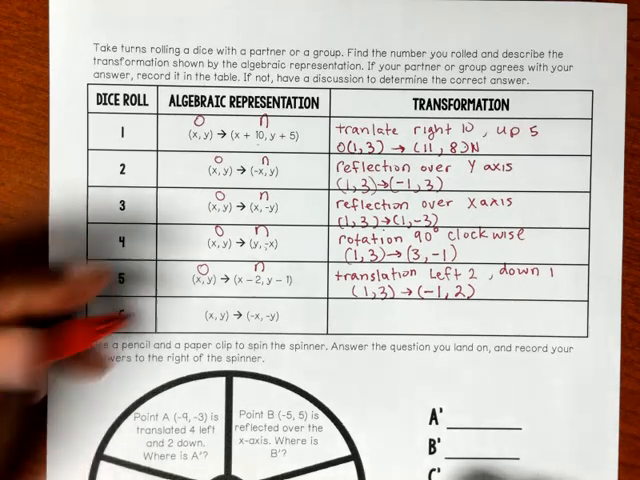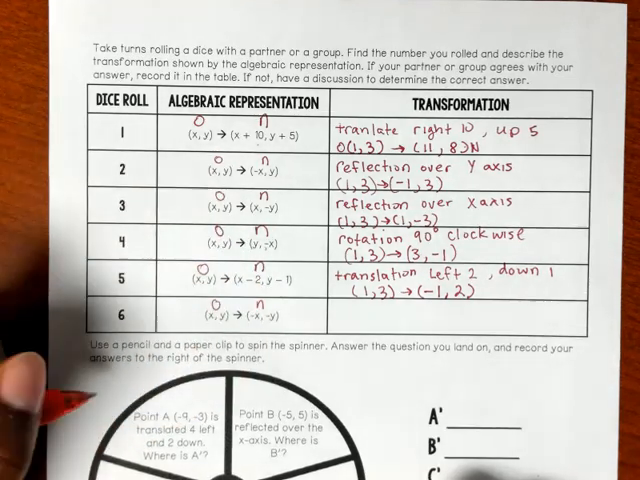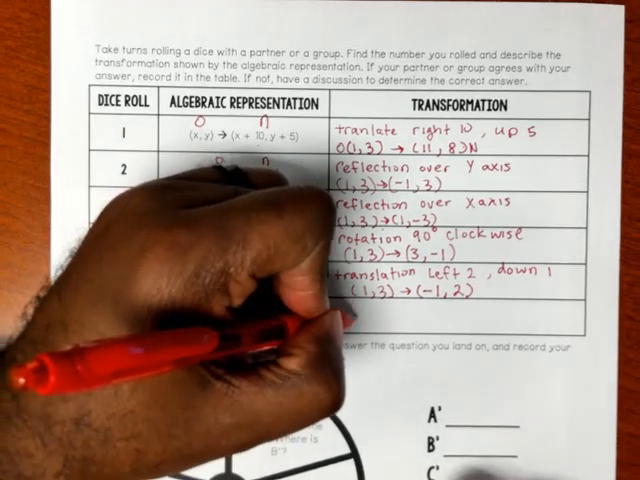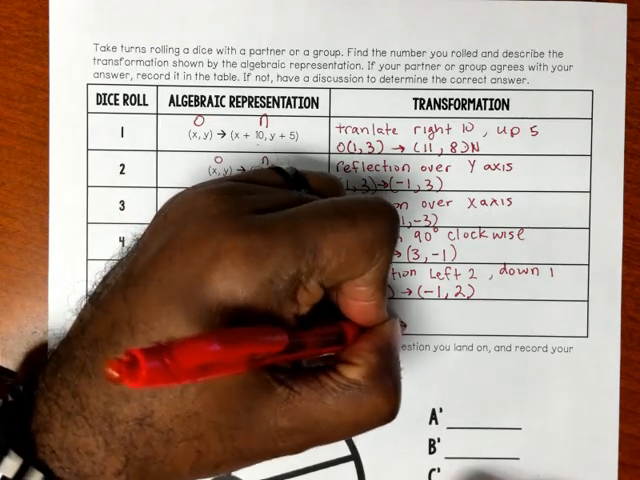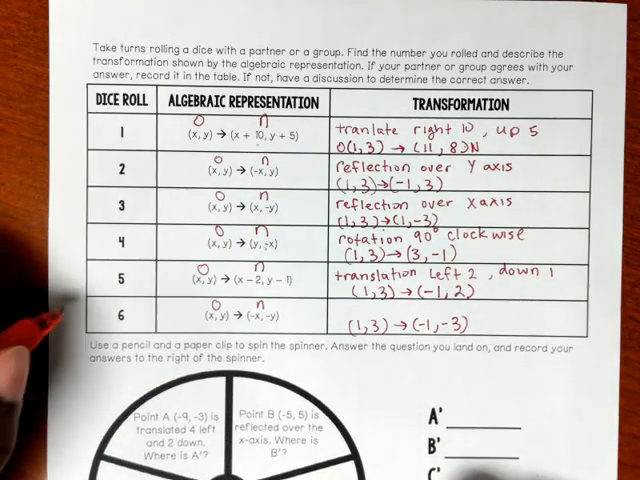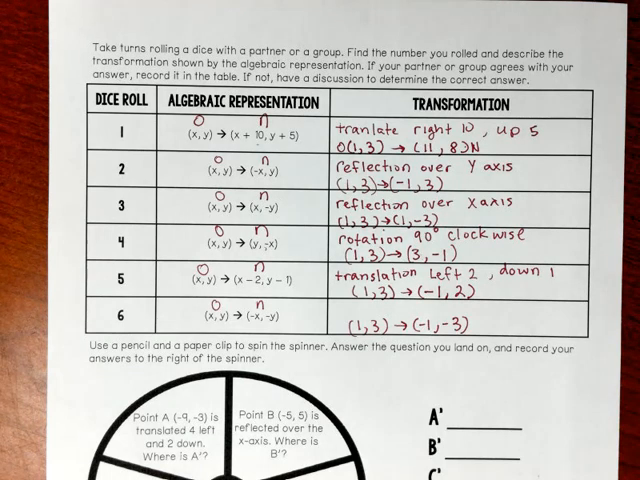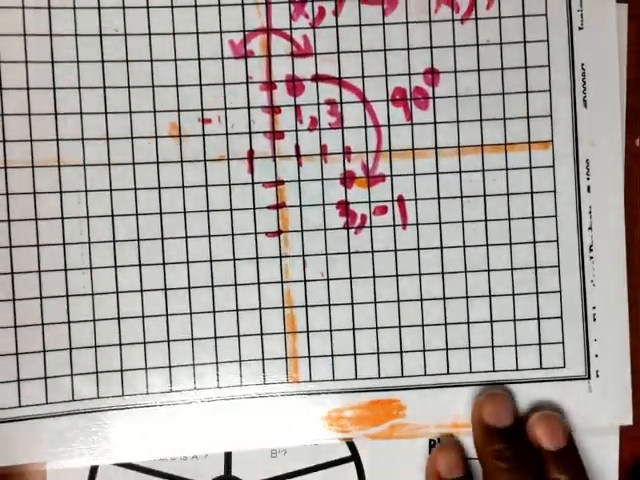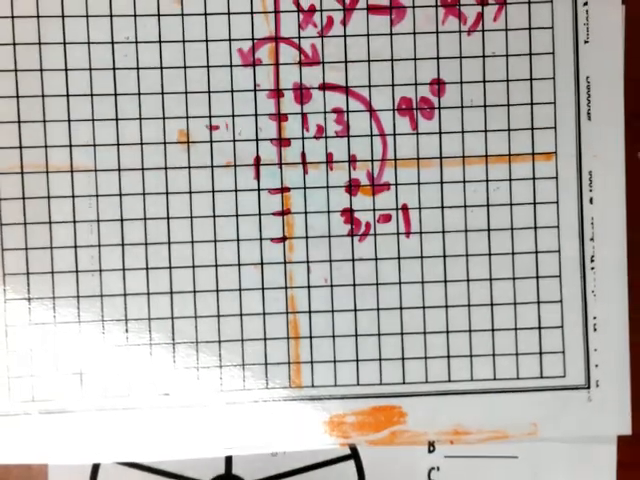The last one is (x, y) to (-x, -y). This one, if I go from (1, 3) and I end up with (-1, -3), I'm pretty sure this is a 180 degree rotation, but we can double check. So let's do that right now. So let's go ahead and just double check.